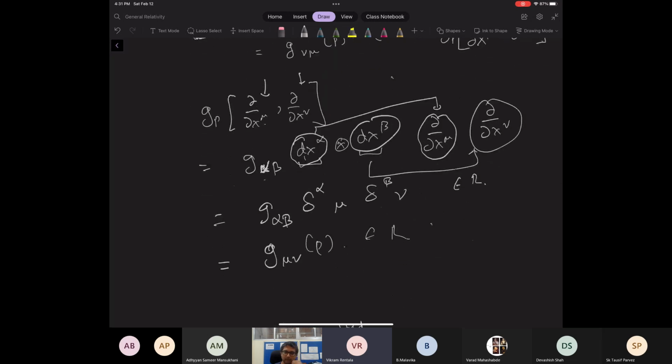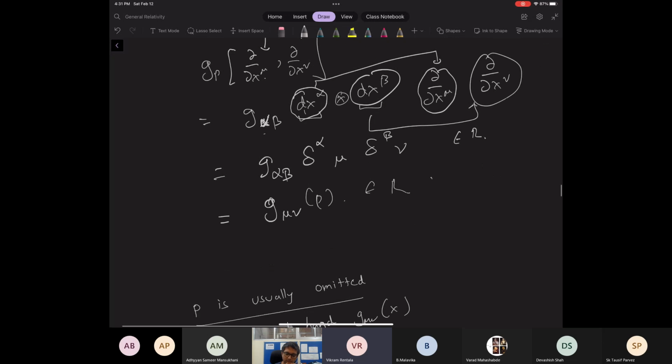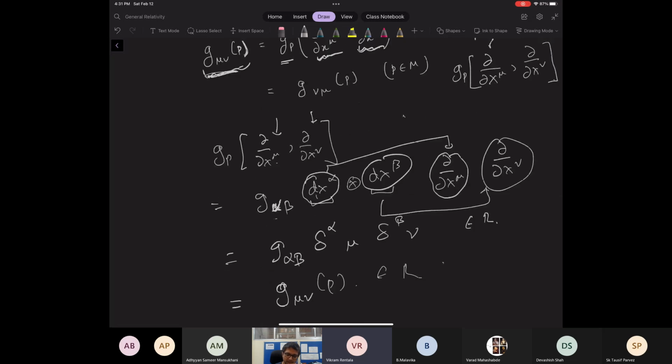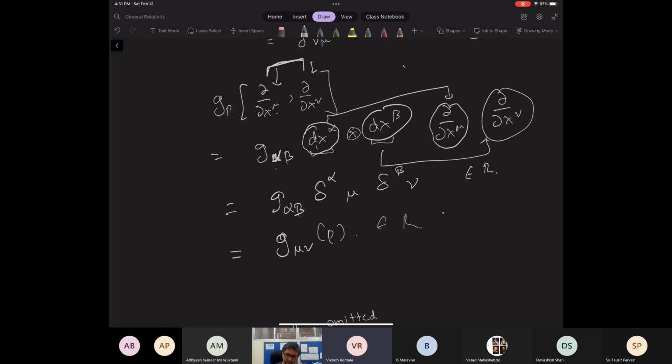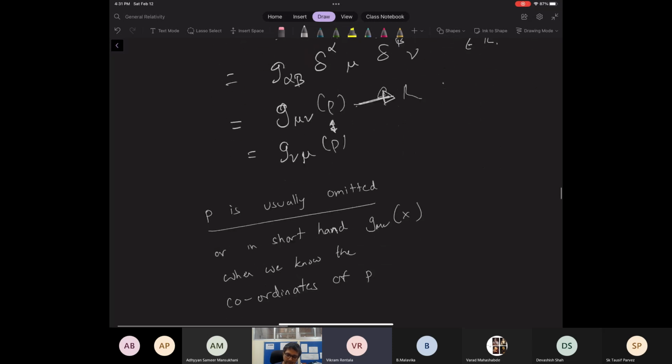And since the first property of G is that we assumed it's symmetric, which means that if I change the order of these two, I should get the same answer. Of course, if I change the order of these two, I will get g nu mu of P. And these two answers should agree with each other. So these are just numbers. g mu nu P are numbers for every value of mu nu. They should agree with the corresponding numbers g nu mu P.